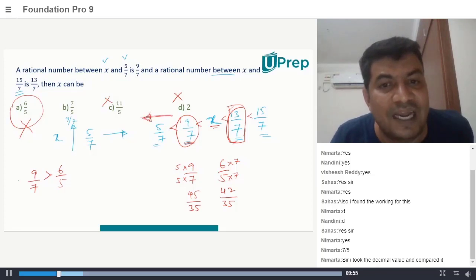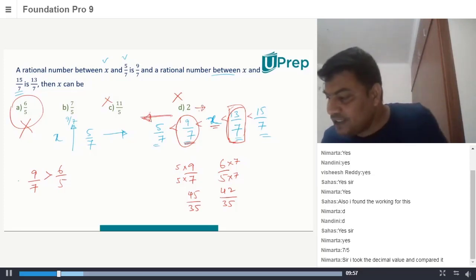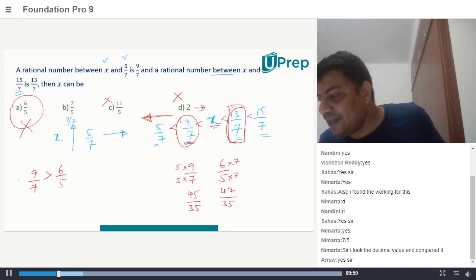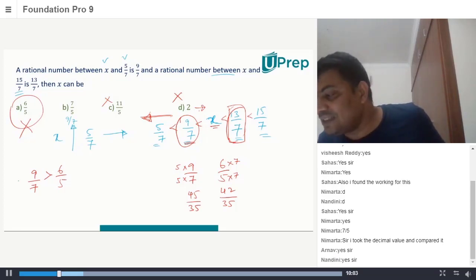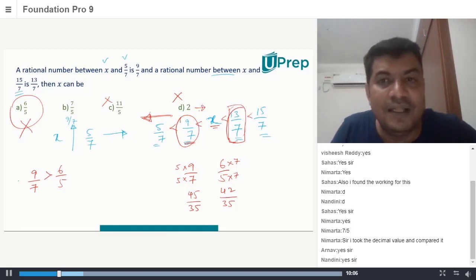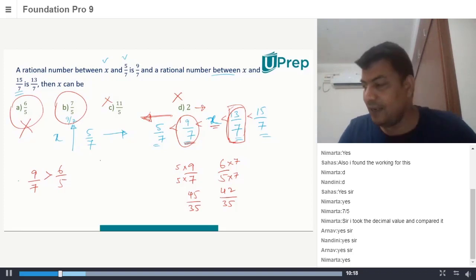Because 6 by 5 is less than 9 by 7. Therefore, 6 by 5 is somewhere on this side. It's here, somewhere here. But my answer should be somewhere that side. It should be more than 9 by 7. Therefore, 6 by 5 is a wrong answer. Now, let's see why 7 by 5 is a correct answer.